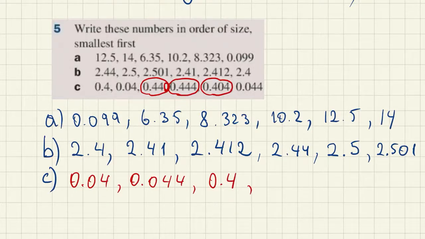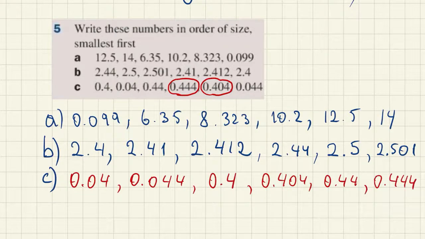So, of course, 404 is the next one. Then we have 440. Actually, it's 0.44, right? And then we finally get to 0.444, which is the biggest number on this list.